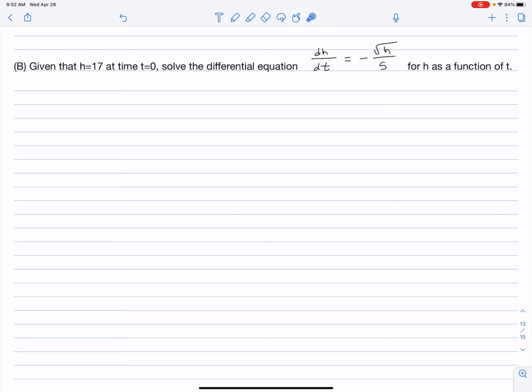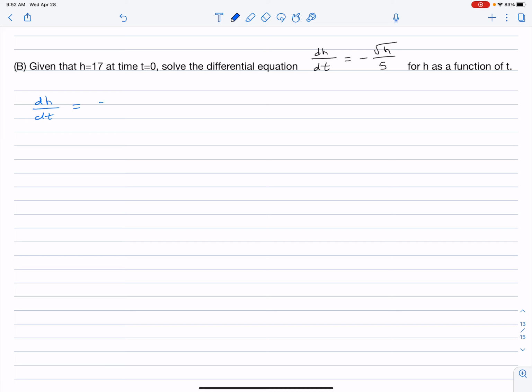Okay, given the height is 17 at time 0, solve the differential equation. So this is very similar to some of the last problems we've seen. They're just asking us to solve this, plug in a particular number, and move on from there. So let's see what we got. Again, there's nothing to see here. At this point, this should be the third time you've actually done this.